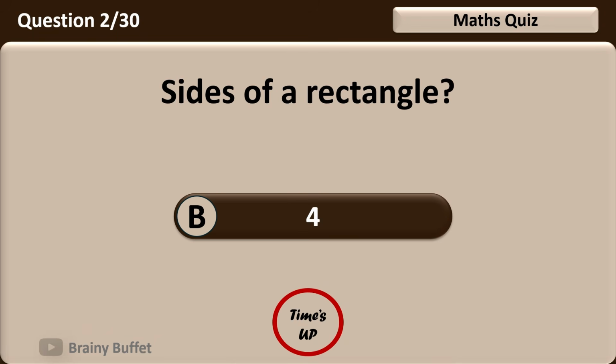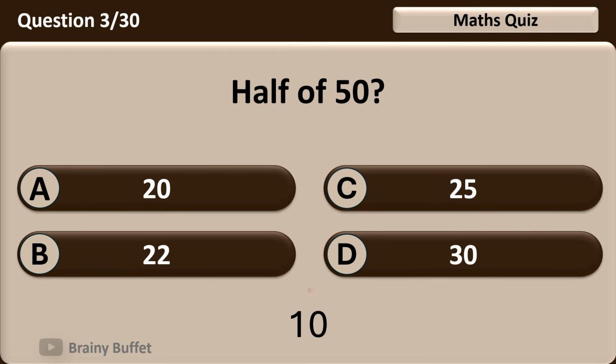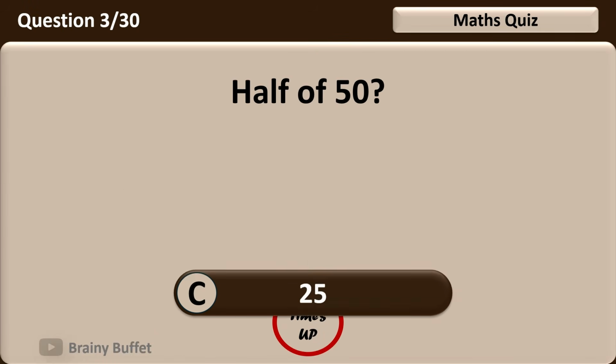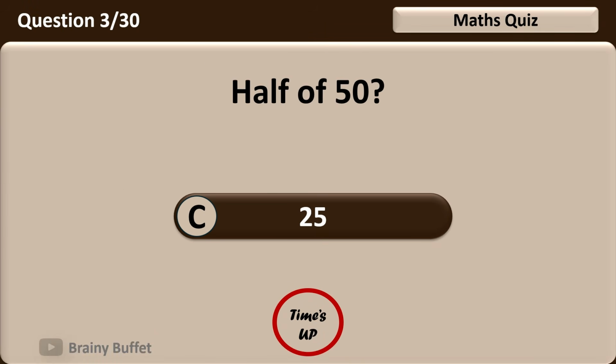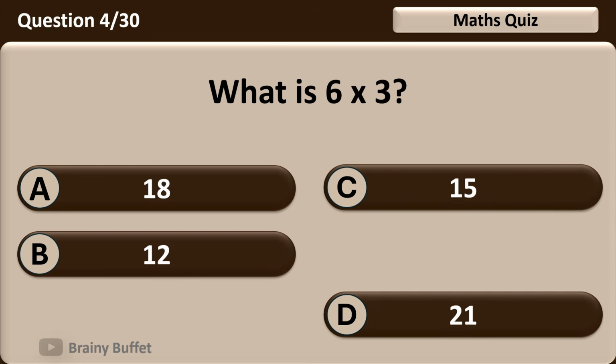The correct answer is option B, 4. Question 3. What is half of 50? The correct answer is option C, 25. Question 4. What is 6 times 3?